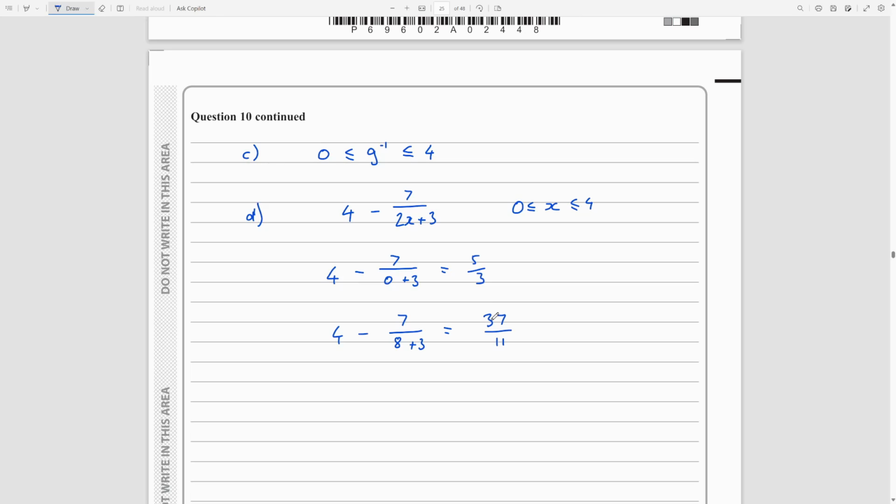So what I've discovered is that the smallest value of this in this range is 5 thirds, and the largest value is 37 over 11. So I know that f of g inverse exists between 5 over 3 and 37 over 11.